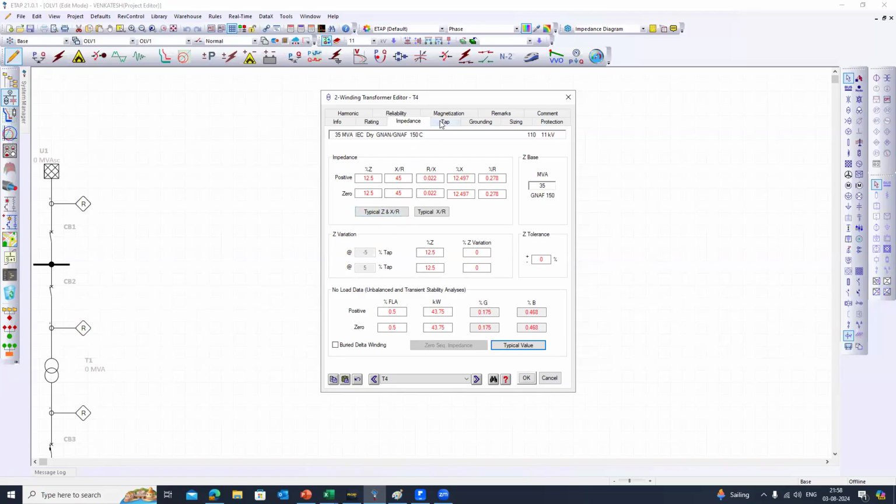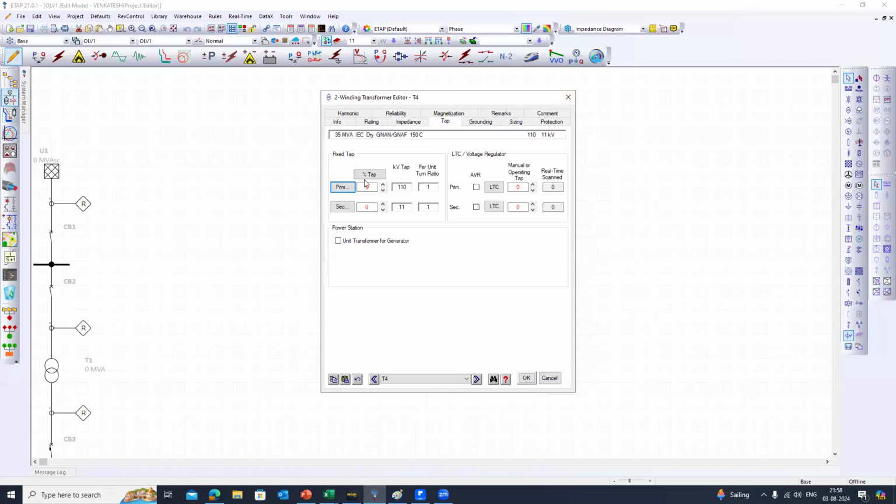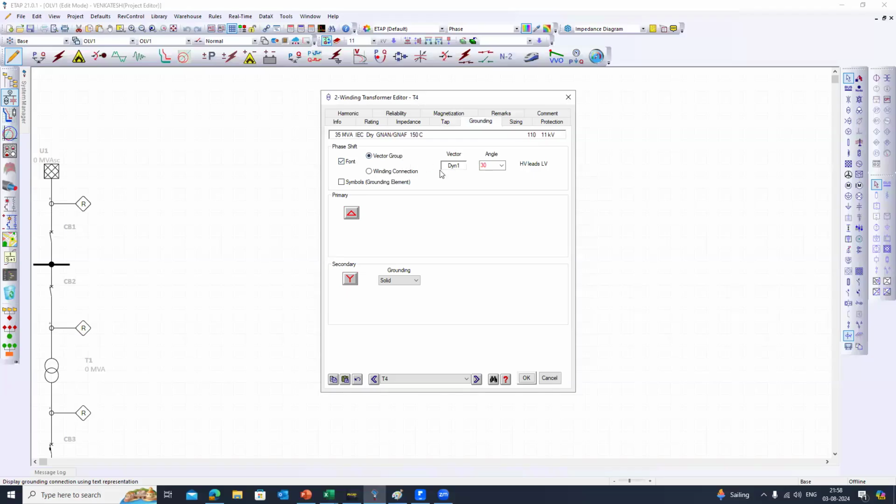Okay. Right. Next, coming to the tap here, I will explain this when we go into the tap. And this is the grounding option. Here you can select the type of grounding as per the transformer, whether it is delta or star on the primary side, and if it is star connected on the secondary, how the grounding will be, whether it is solid grounded, resistance grounded, reactance grounded, whatever it may be, that can be selected.